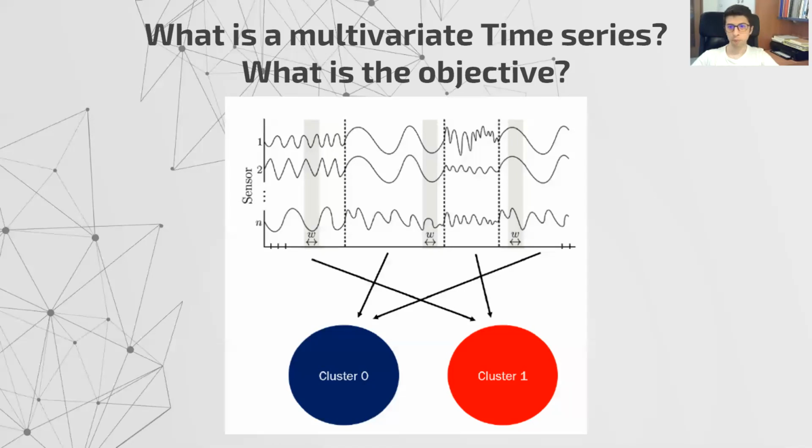Well, let's consider this graphical representation of a multivariate time series. We can see that there are multiple sensors, represented by sensor 1, 2, and generic n, and we have some windows.